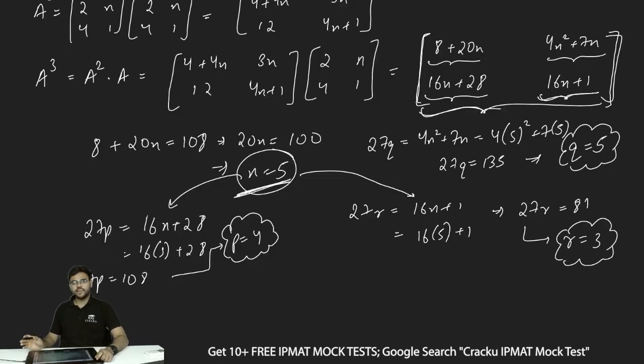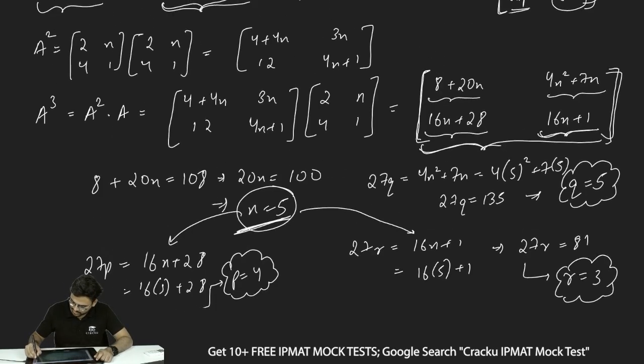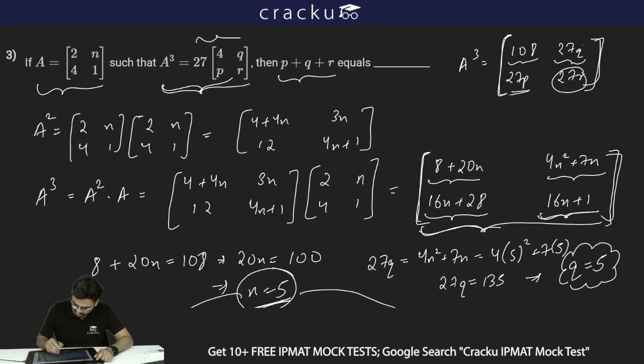So I've got q as 5, p as 4, r as 3. I was asked the value of p plus q plus r. So p is 4, q is 5, and r is 3. So 4 plus 5 is 9, 9 plus 3 is 12. So p plus q plus r is equal to 12.